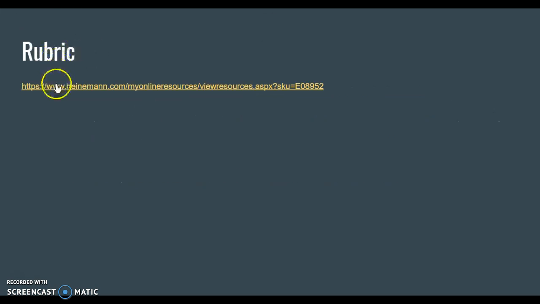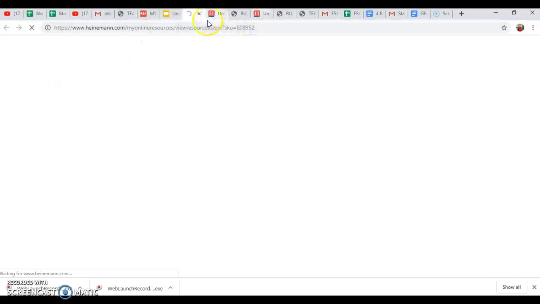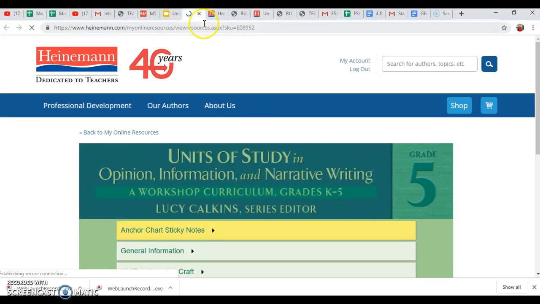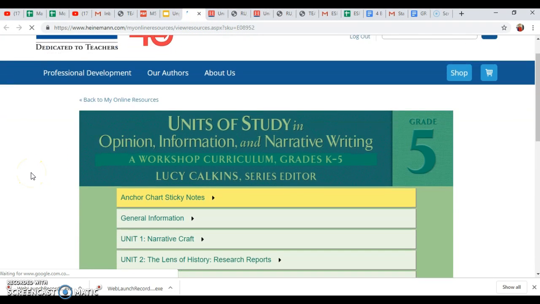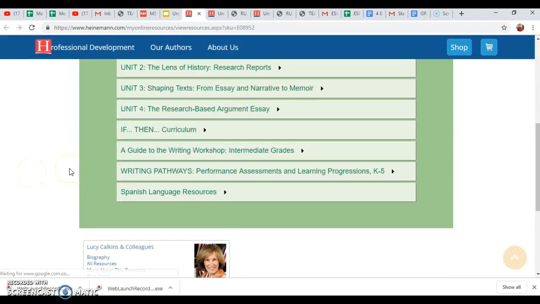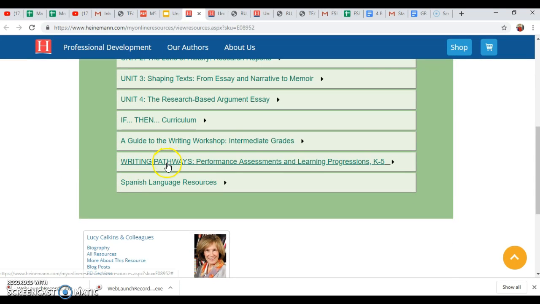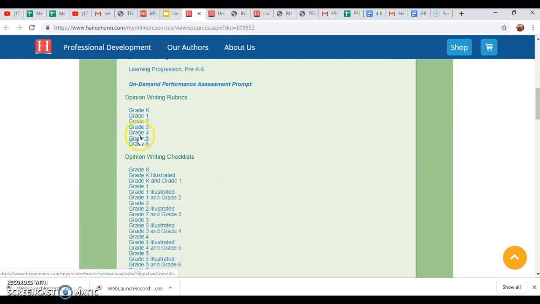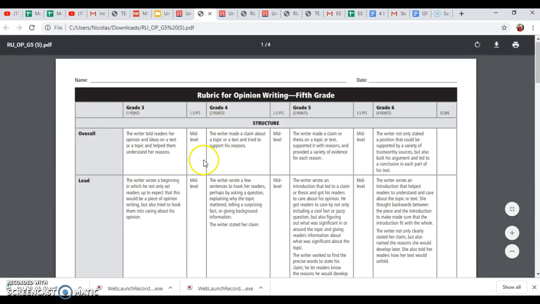Now, the rubric with regards to assessing: because the units of study that we implement are based on Heinemann, we have a rubric that we use with them throughout the performance. And I'll quickly go through it. I'm grade 5, but here they call it grade 4 for some reason I'm unaware of.